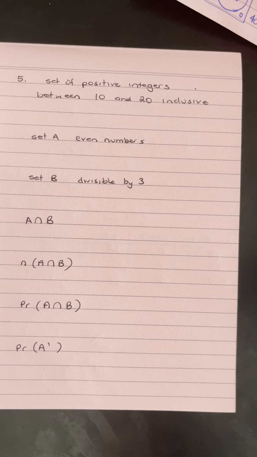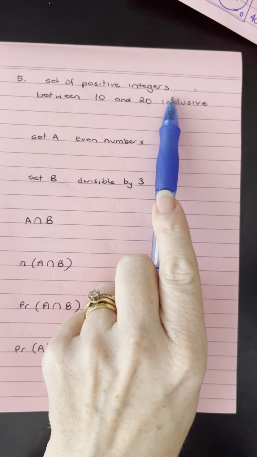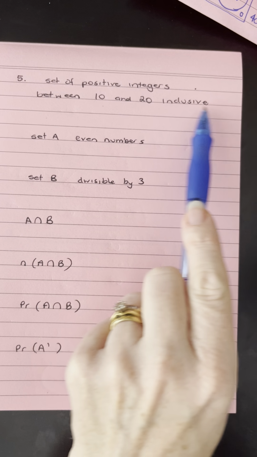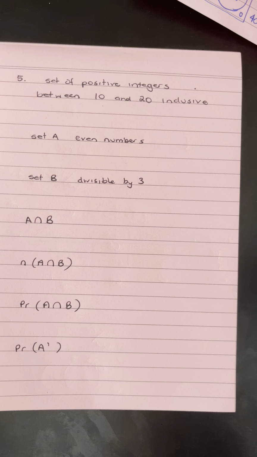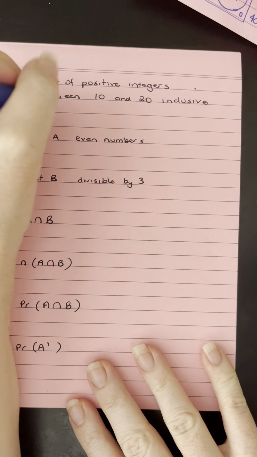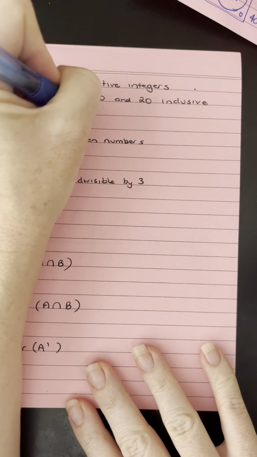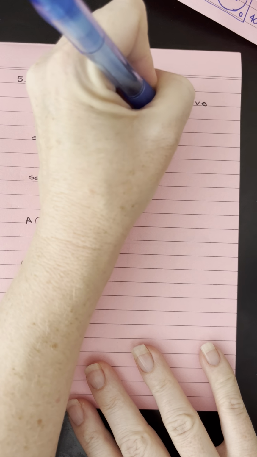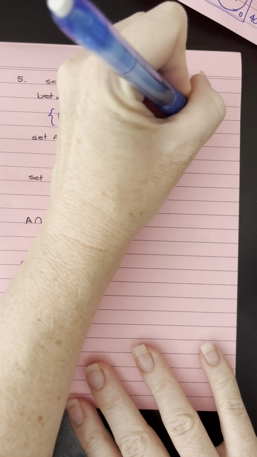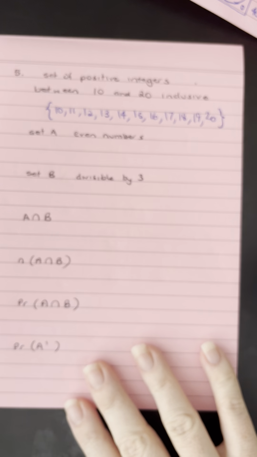Okay, number 5 was a set notation question. So we've got the set of positive integers between 10 and 20, inclusive. That means we're including the 10 and the 20. And then we've got set A, which is the even numbers. So I want to write my sample space for this one first. I've got 10, 11, 12, 13, 14, 15, 16, 17, 18, 19, and 20 as my sample space there.